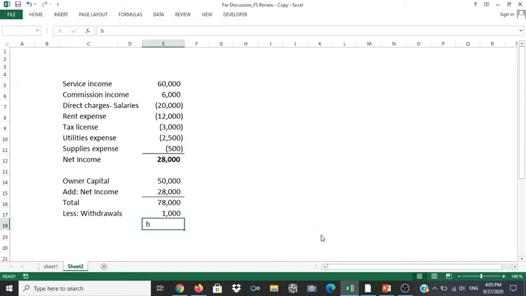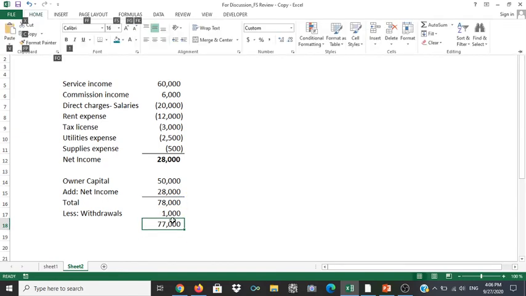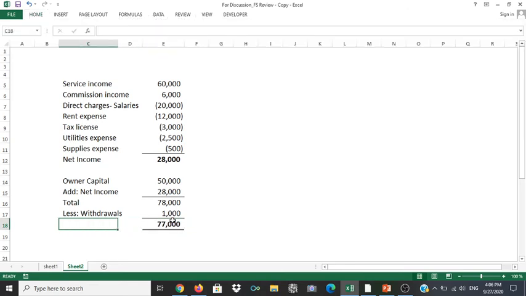Uy, nangyari. That's how you get 78 less 1,000 na withdrawals, 77,000. Owner capital ending. Okay? Ito beginning. Tama po? Nakuha ba yon? Nakuha? Okay. Opo. This is the other way of computing the equity balance.